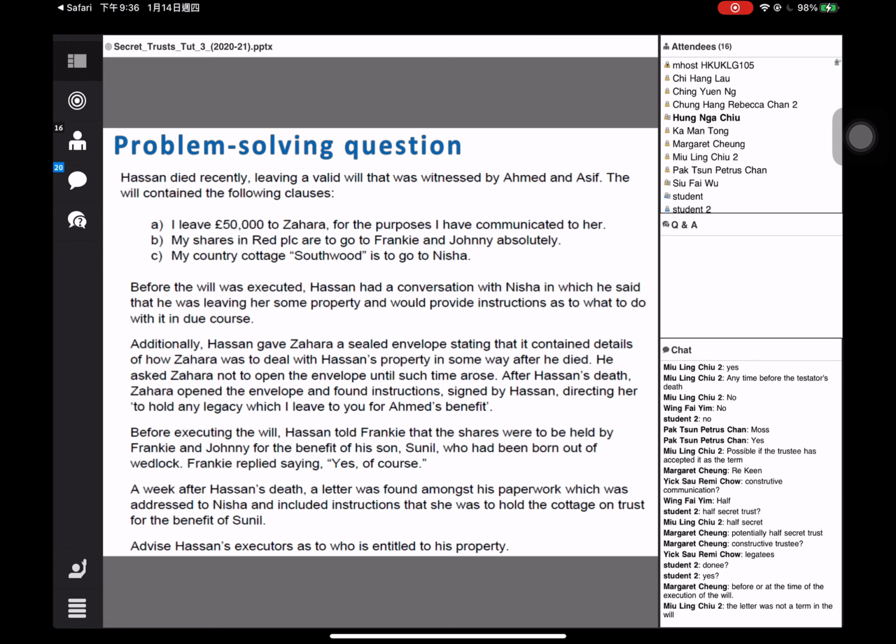No, that doesn't matter. Whether it's a term in the will, that doesn't matter. The fact is that the terms of this secret trust were not actually communicated to Zahara until after Hassan had died. Is that a problem for us, though?